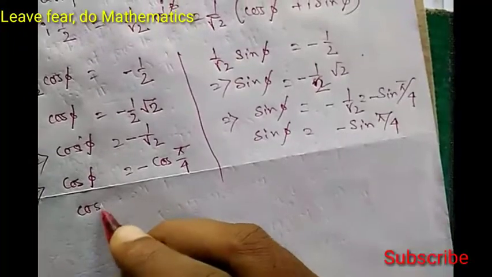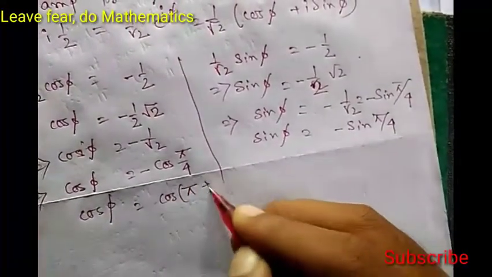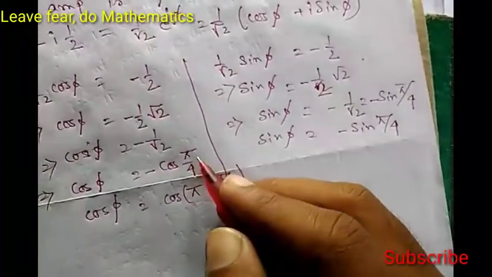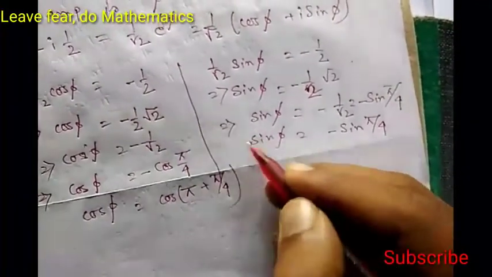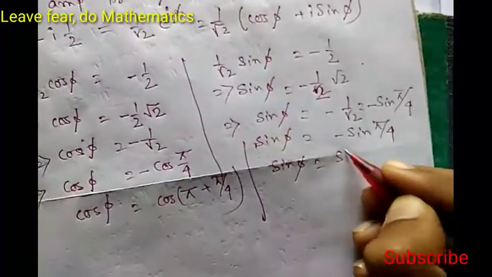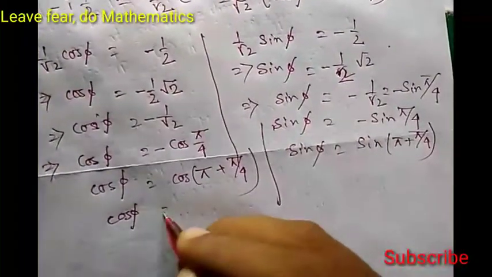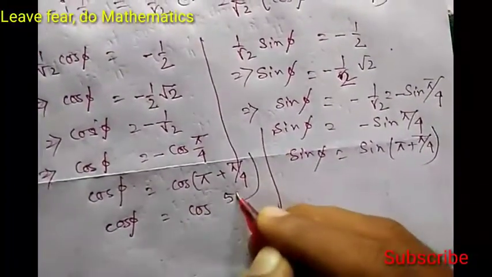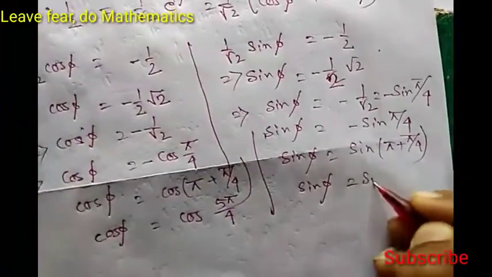So we can write minus cos pi by 4 as cos (pi plus pi by 4). Similarly, minus sin pi by 4 can also be written as sin (pi plus pi by 4). So now we have cos phi equals cos 5 pi by 4, and here we have sin phi equals sin 5 pi by 4.